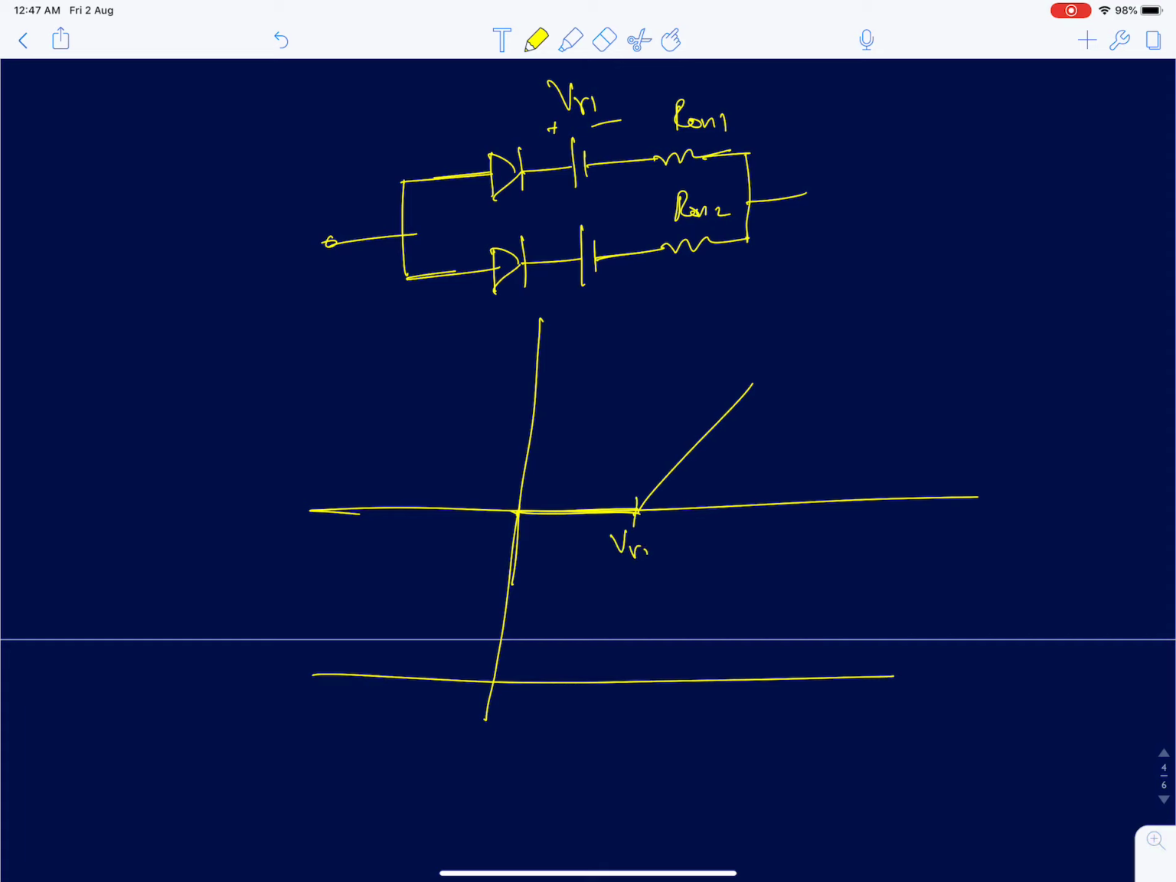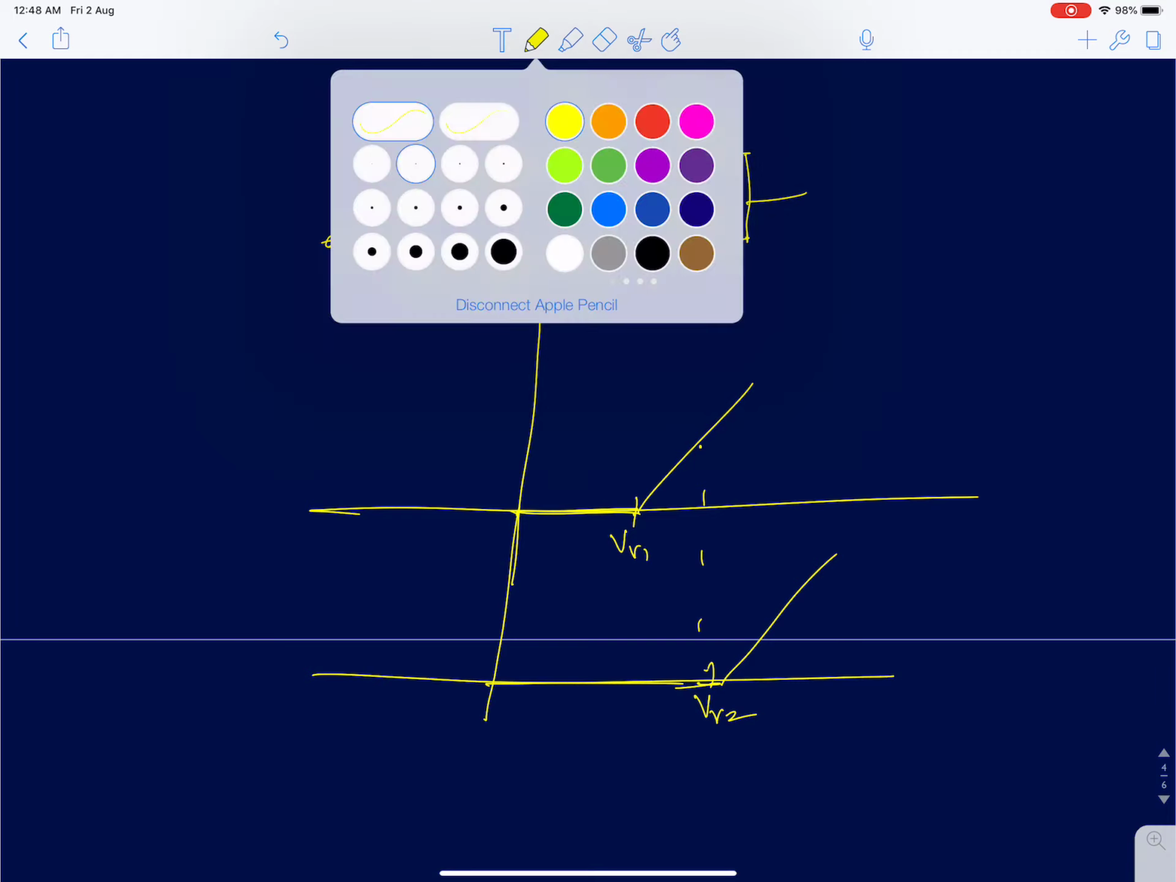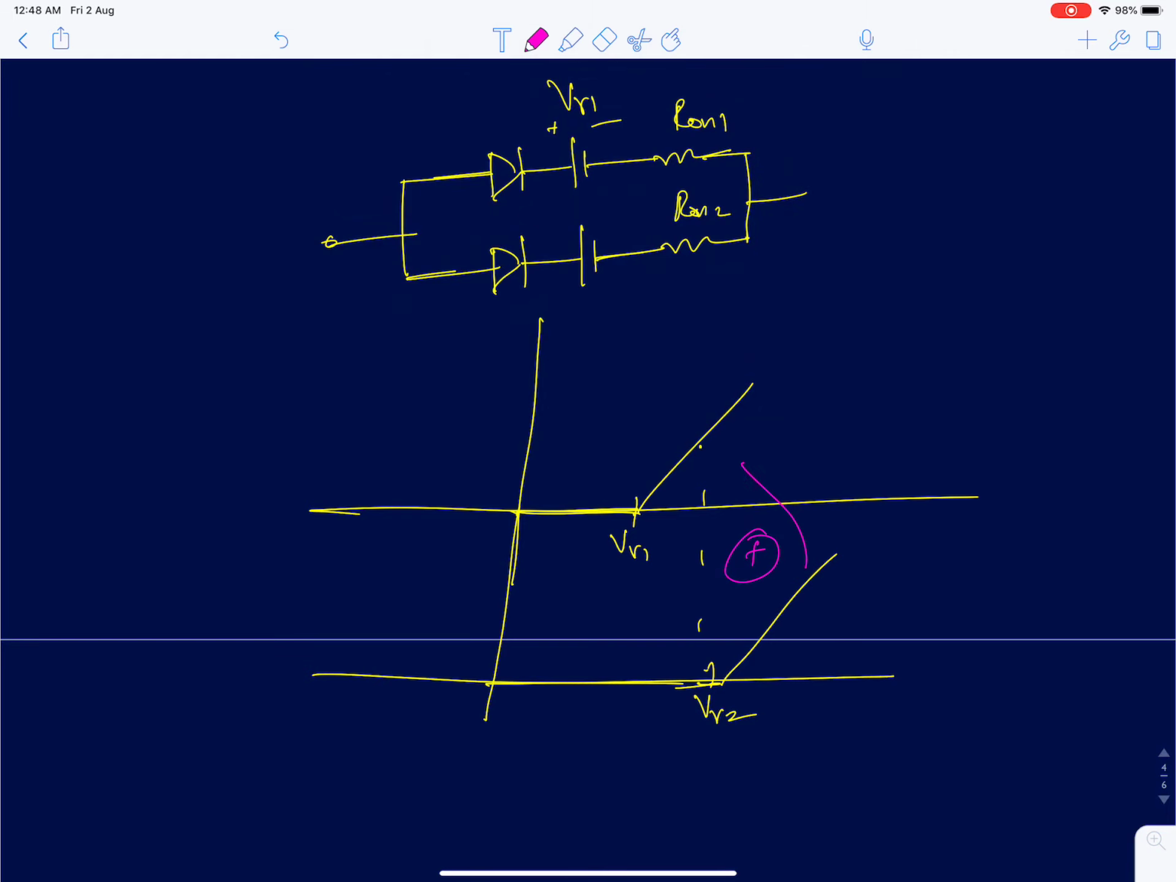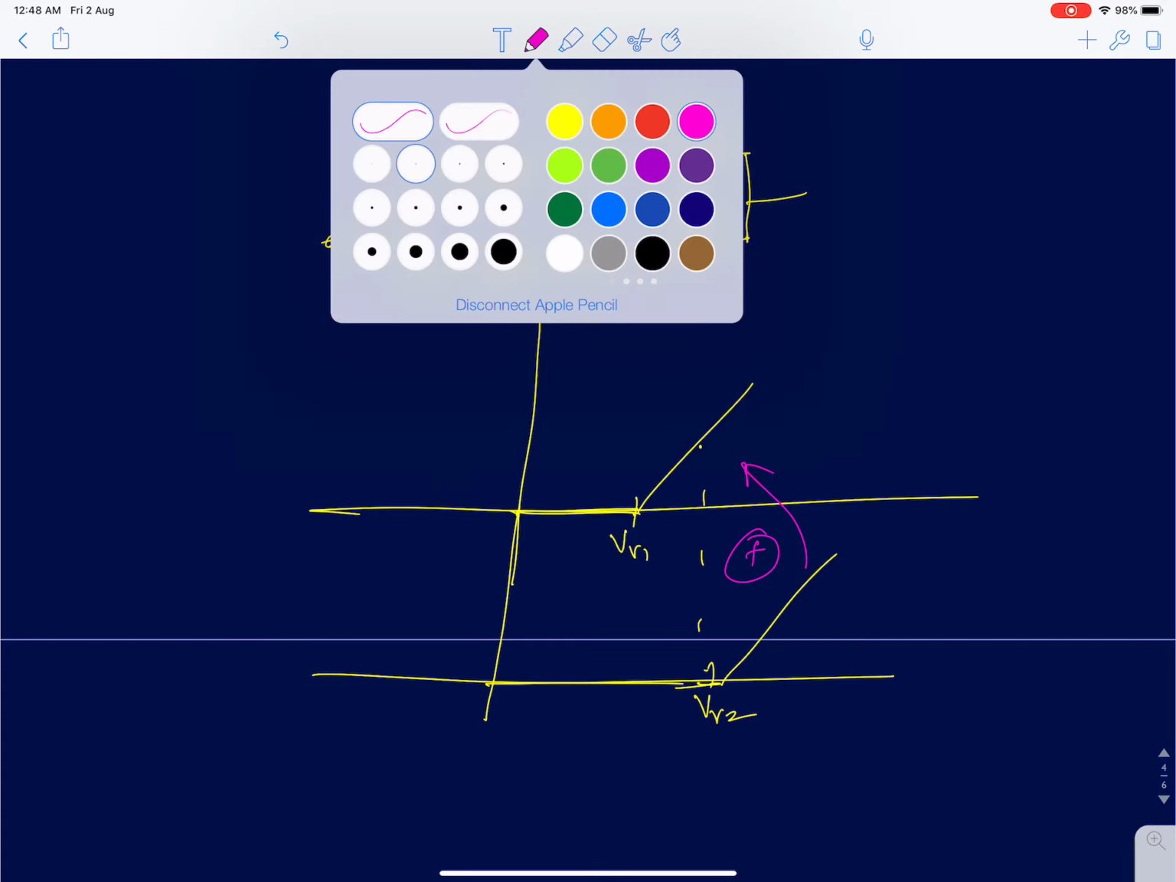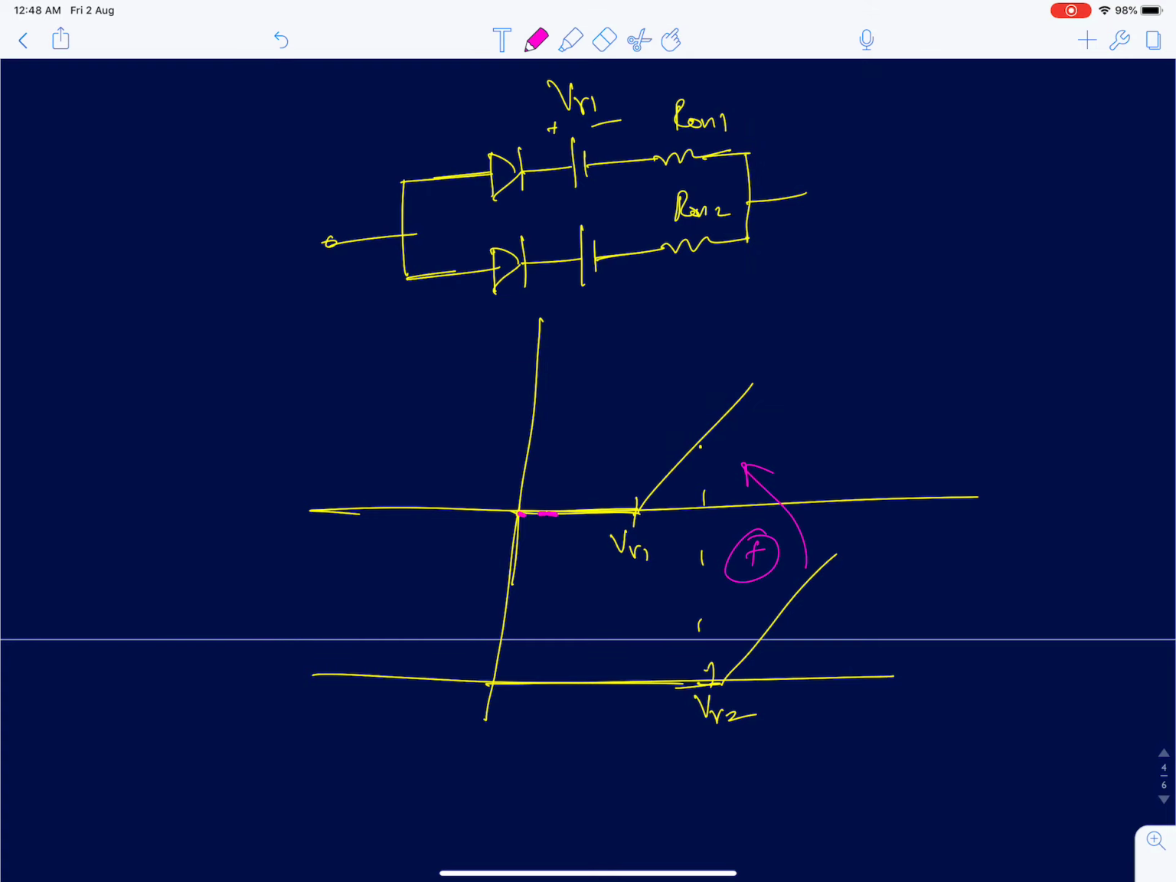So this is V gamma 1, the other model is V gamma 2. Now when you add these two models, I'm going to get a composite curve. First it's going to be constant till this point, and then it's going to rise with this slope. The moment it hits V gamma, you have to add this plus this, so obviously the slope is going to increase. So it's going to increase like this.